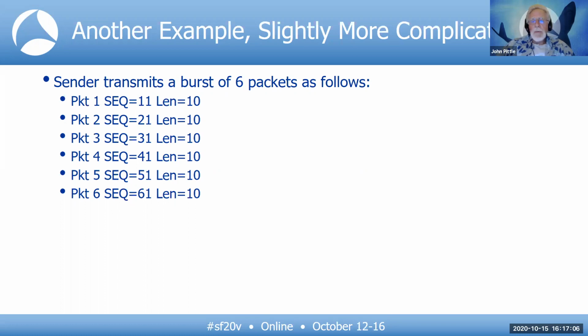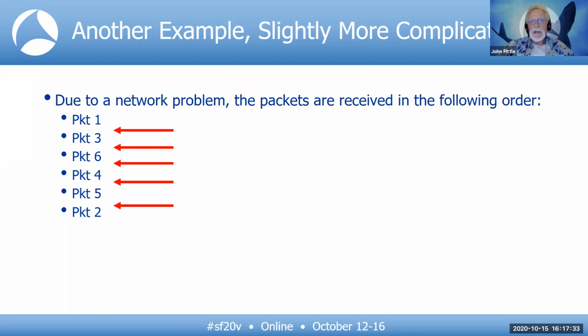So we're going to look at another example. I really want to draw the basics here. And this example is going to be a little bit more complicated. I'm going to use the word uglier. We have a sender in this case who has sent a burst of 6 packets out into the network. You can see the sequence numbers in the length fields. But due to a network problem, there's a lot wrong here. The packets are received in the following order: 1 through 4, 5, 2. So pretty messy here. We probably have an IPS or an IDS that's potentially messing with packets, or a firewall for that matter.